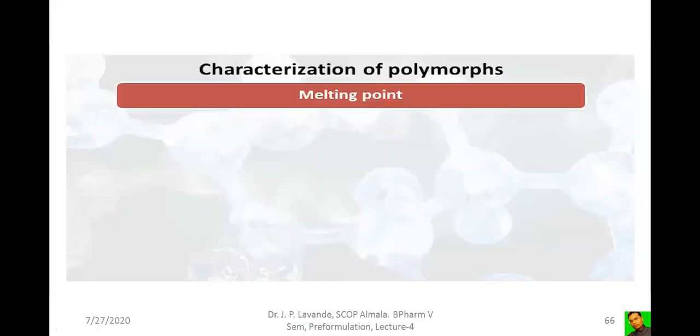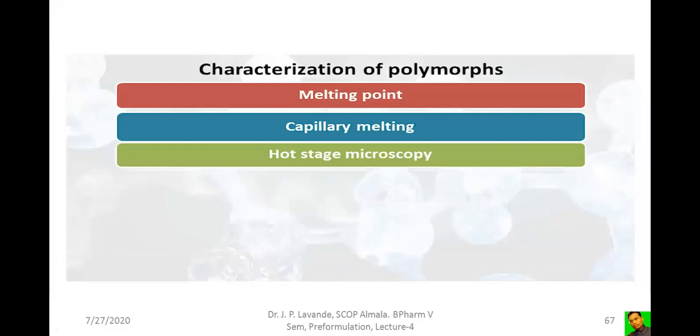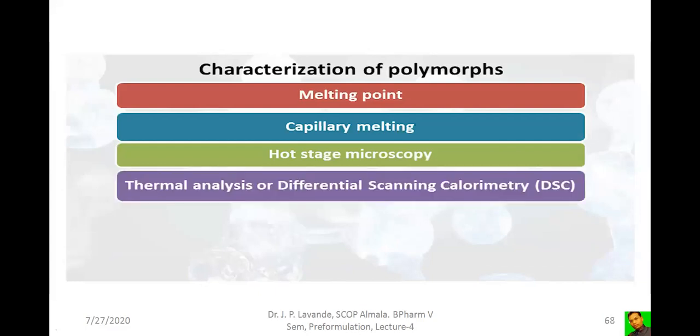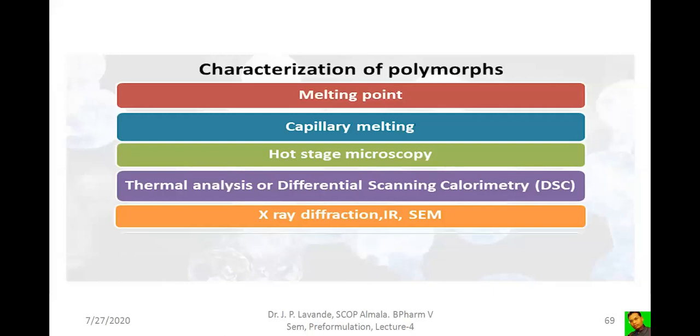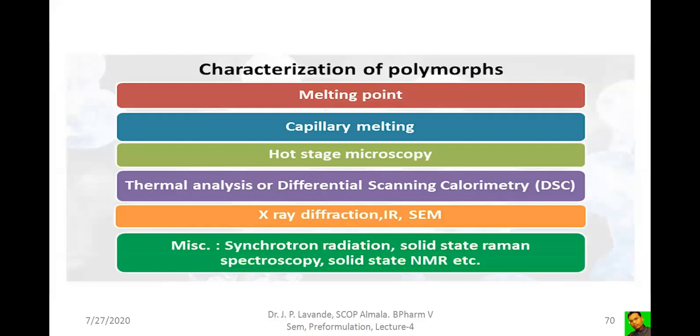So how to characterize the polymorphs? Polymorphs are nothing but crystals. As far as the characterization of crystals is concerned, we already saw it in our previous lecture. We will characterize them by the melting point, by capillary melting and hot stage microscopy, and DSC, differential scanning calorimetry, a detailed clip of which we saw. As far as thermal analysis and X-ray diffraction are concerned, we already saw how they are done. And there are some miscellaneous methods like synchrotron radiation, solid state Raman spectroscopy, and solid state nuclear magnetic resonance spectroscopy.